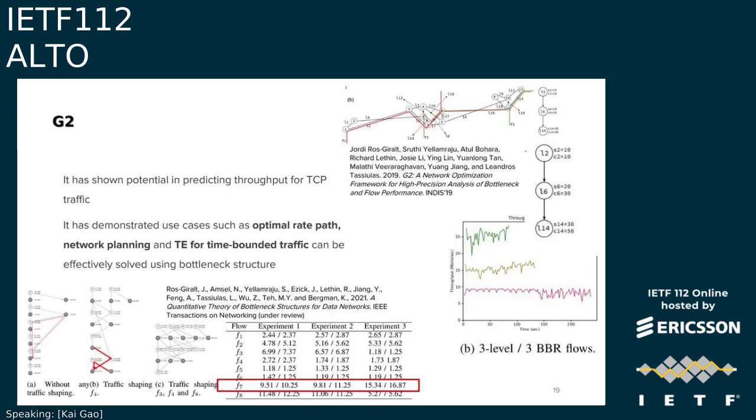And here are some examples of the evaluation results that they get from their studies. So it has shown some potential in predicting throughput for TCP traffic, and also demonstrates many use cases such as optimal rate path, network planning, and the TE for time-bounded traffic that we just described. These types of use cases can be effectively solved using the bottleneck structure. So next slide, please.